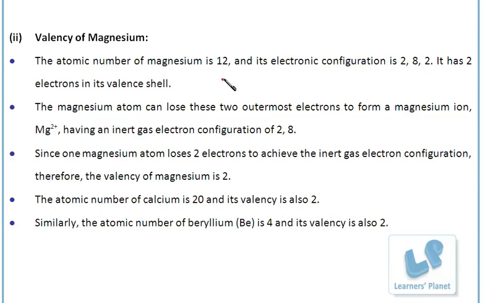It loses its 2 electrons and attains the configuration 2 and 8. There are 8 electrons in the outermost shell. So what is the electrovalency of magnesium? It is 2. Likewise, calcium.